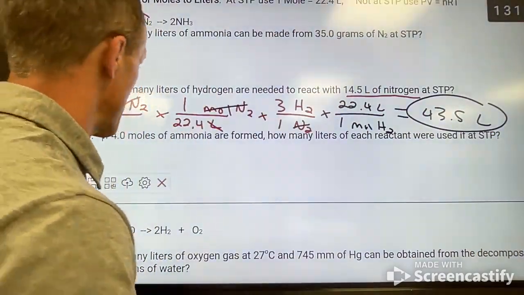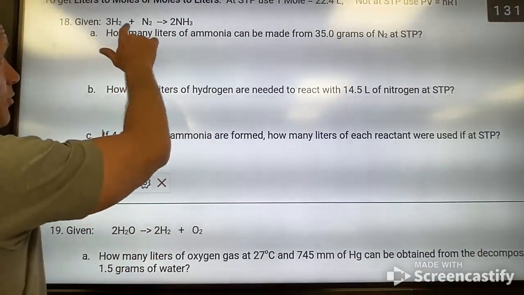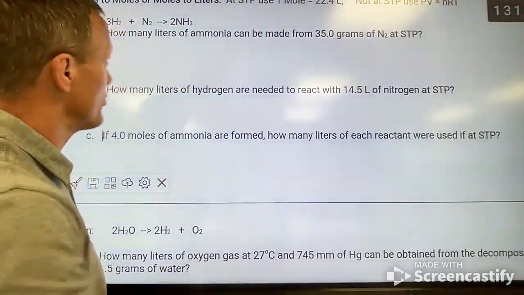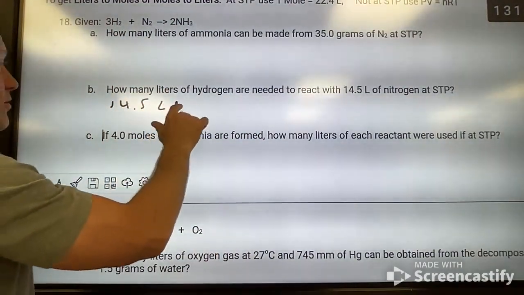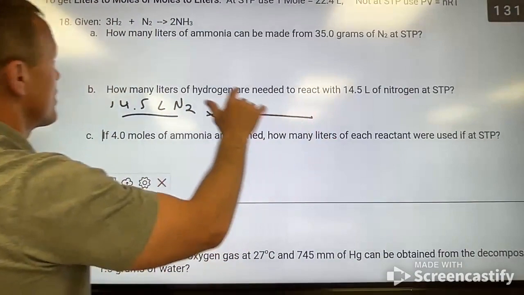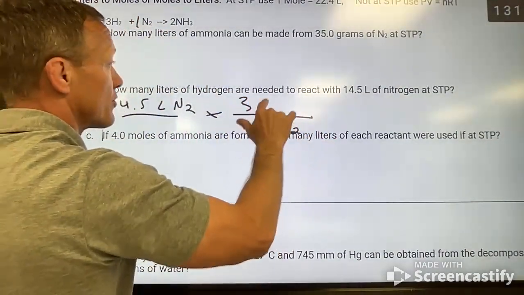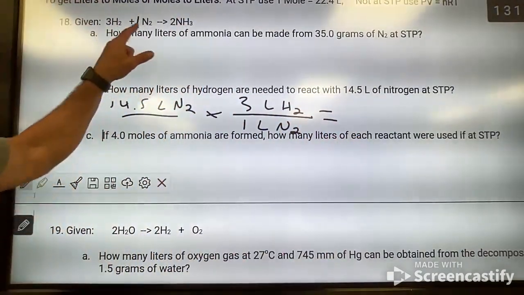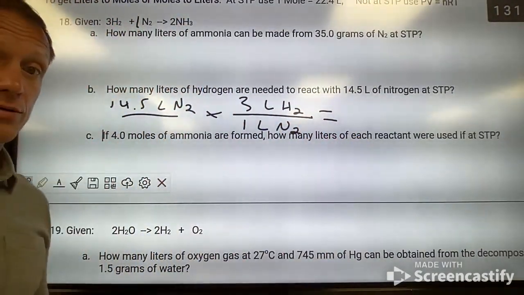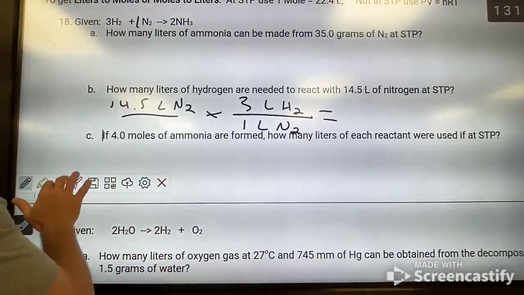Well, let's go back and figure this out again. As long as these are at the same ratio and they're all gases, we can use this as a liter ratio. So I could have just done 14.5 liters of nitrogen and just said for every 1 liter of nitrogen, there's 3 liters of hydrogen. So this could be a liter to liter ratio as long as they're at the same temperature and pressure. If they're not, then we can't do that. Then the moles will be different.